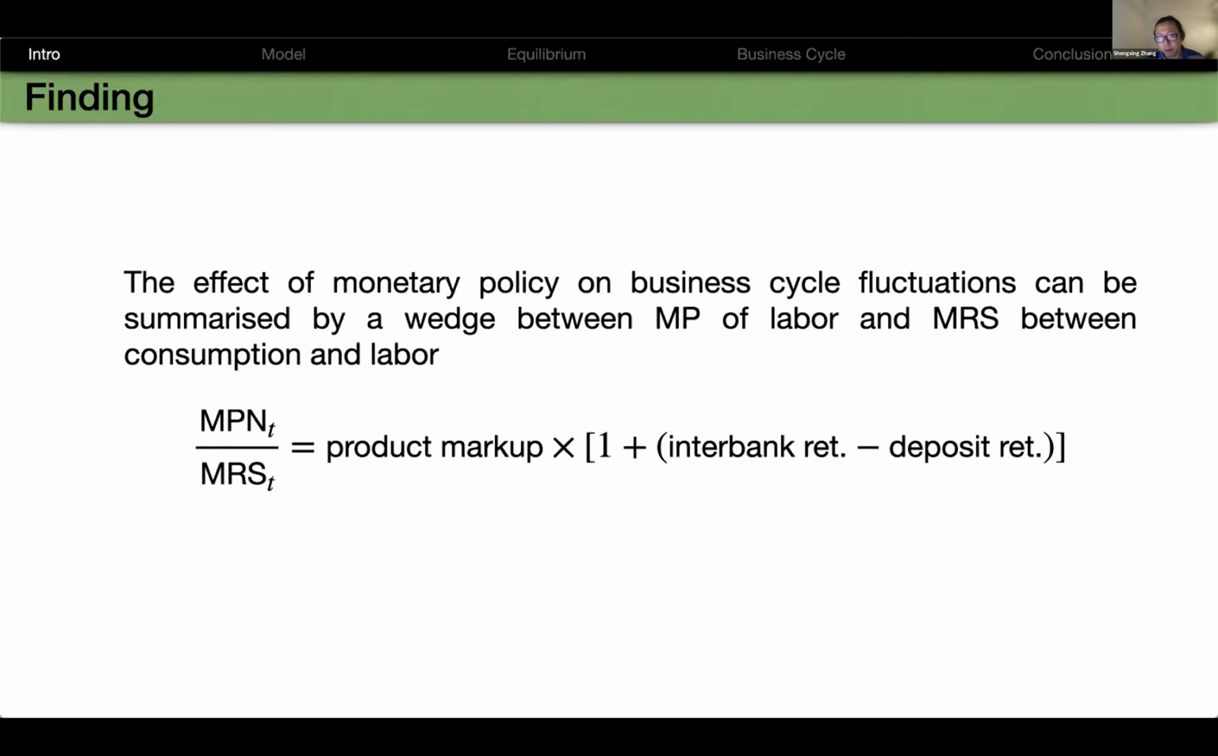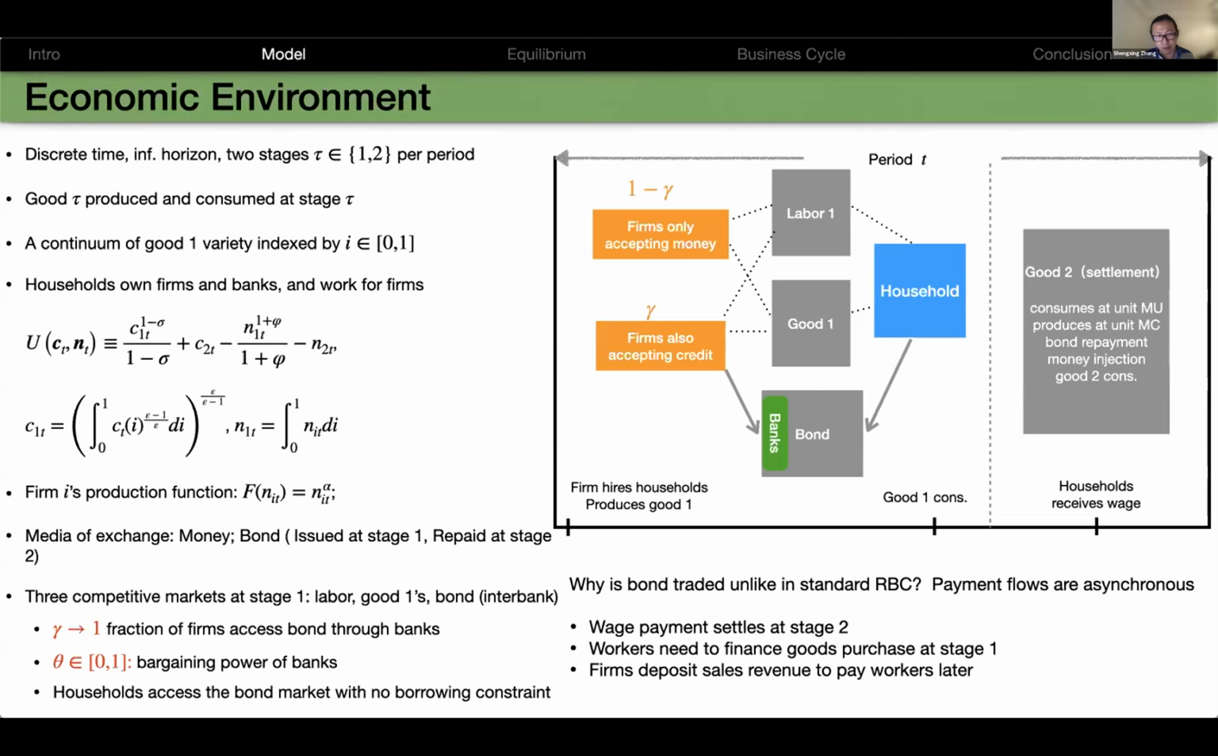In a standard real business cycle model where the only input of production is labor, if the product market is completely competitive and there's no friction in the credit market, then the standard result is that the marginal product of labor should be equal to the marginal rate of substitution between consumption and labor. In a monopolistically competitive model, the New Keynesian framework, this ratio would depend on the product market markup. And in our model, there's another wedge, which depends on the market power of financial intermediaries. The market power will affect the difference between the interbank return and the deposit return. This is the channel through which market power and monetary policy will affect the real economy. Okay, before I talk in more detail about this business cycle implication, let me explain the economic environment.